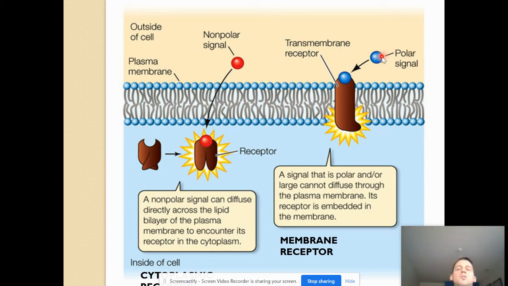Here we have a polar signal, so this signal is not going to make it through the membrane on its own. So we've got to have a transmembrane receptor, and they have to go all the way through the membrane because you need part of it to be on the cytoplasm side. When the polar ligand fits into the receptor, it causes a conformational change on the cytoplasmic side, the interior of the cell, and that is going to cause something to happen.